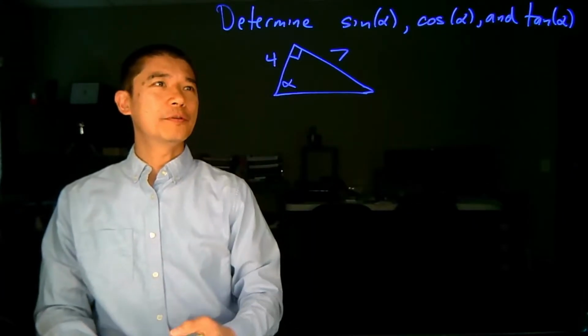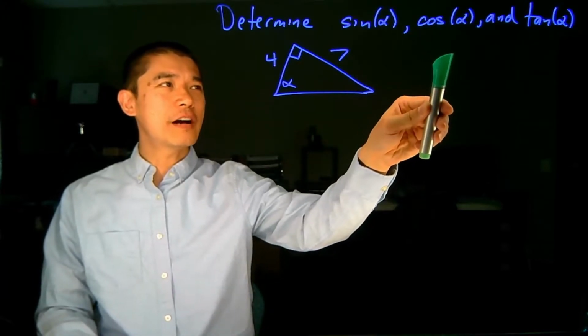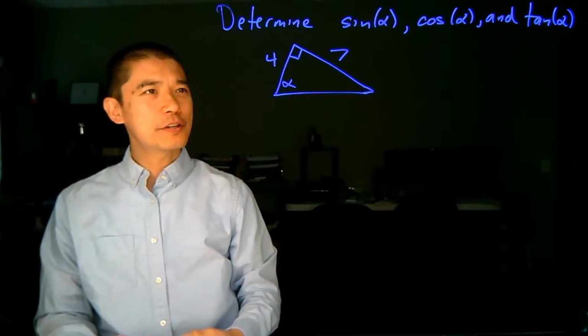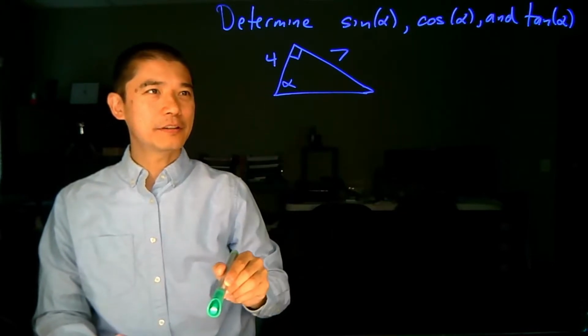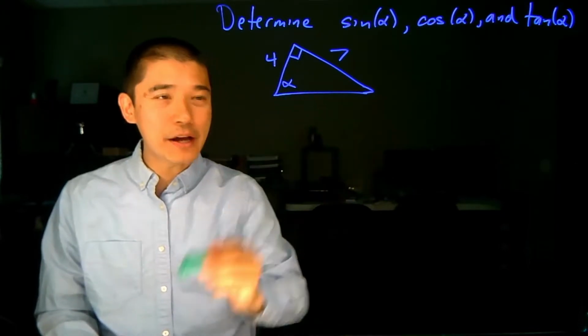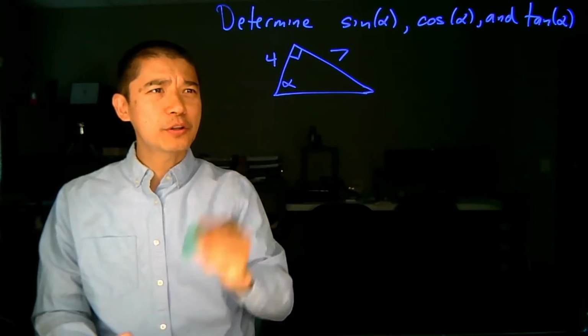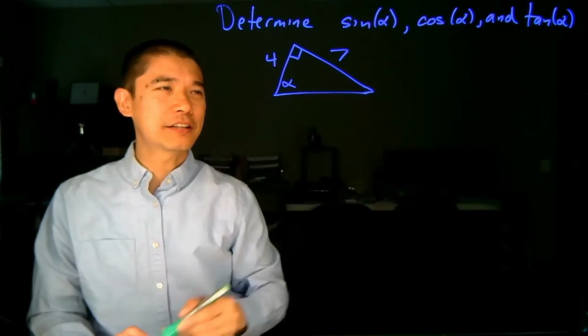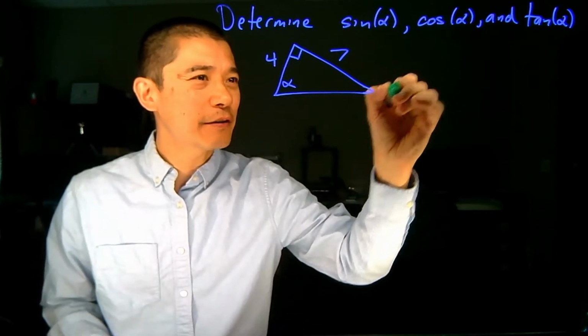So here's an example. Determine sine of alpha, cosine alpha, and tangent of alpha given this diagram. Now the first thing you'll notice is that the alpha is labeled here, but the hypotenuse is across the bottom. We don't know the length of the hypotenuse, so maybe that's the first thing we should start with, because we're going to need all three sides to calculate these values. So we can use the Pythagorean theorem.